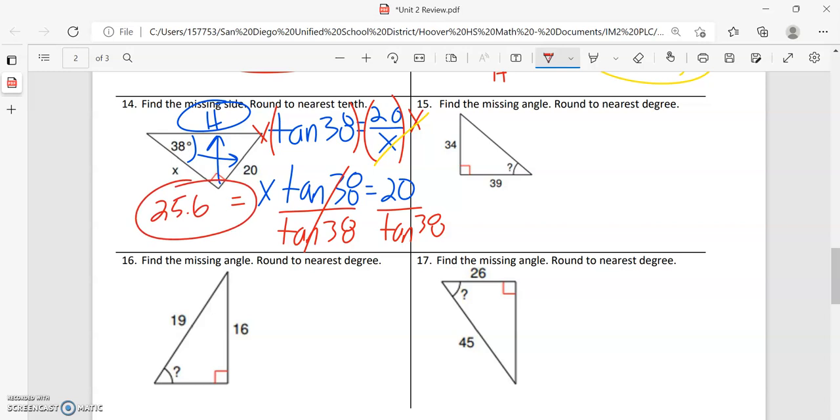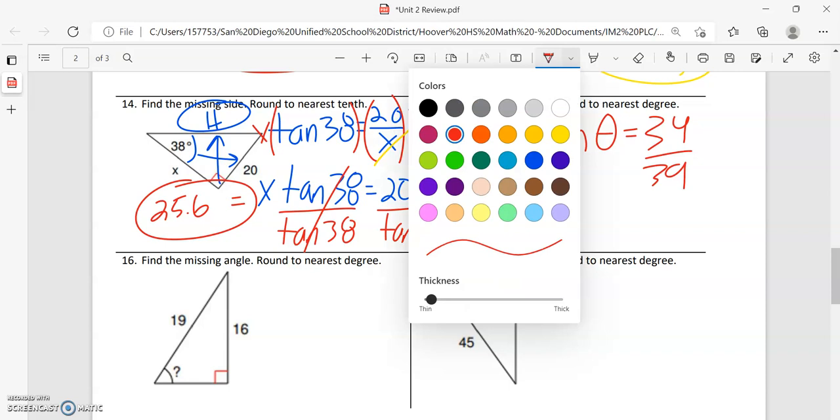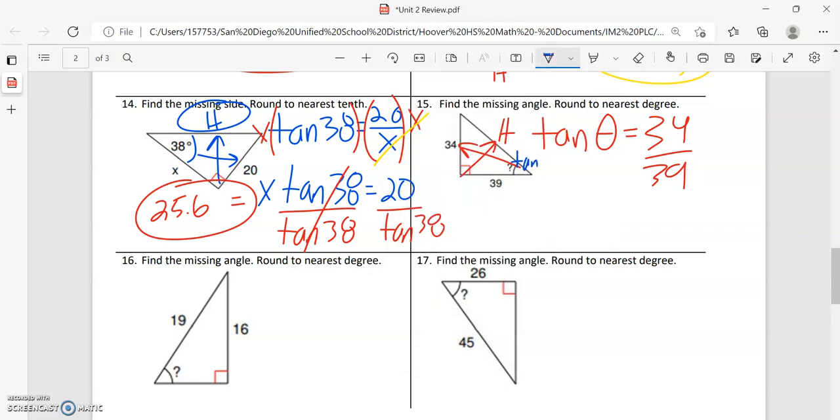Now we're finding the missing angle. So very similar. Find the hypotenuse. It is there. We don't have it, so we don't care about it. Our missing angle is theta instead of x. Opposite is 34 over 39. So we're taking inverse tan of both sides. Our tans cross off. Theta is equal to the inverse tan of 34 over 39, which is 41 degrees.